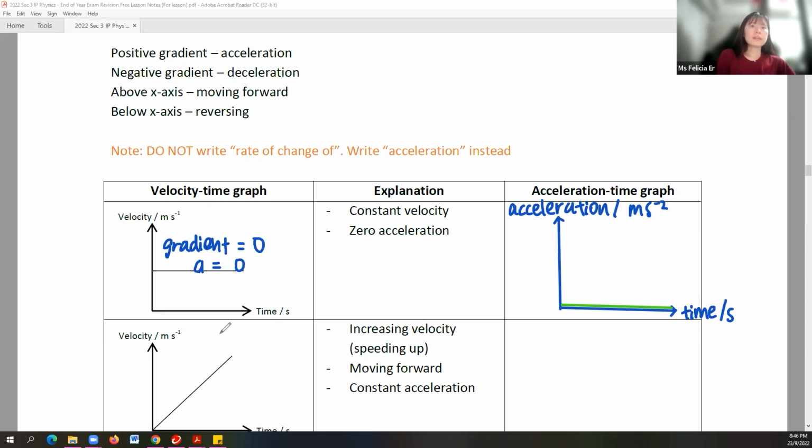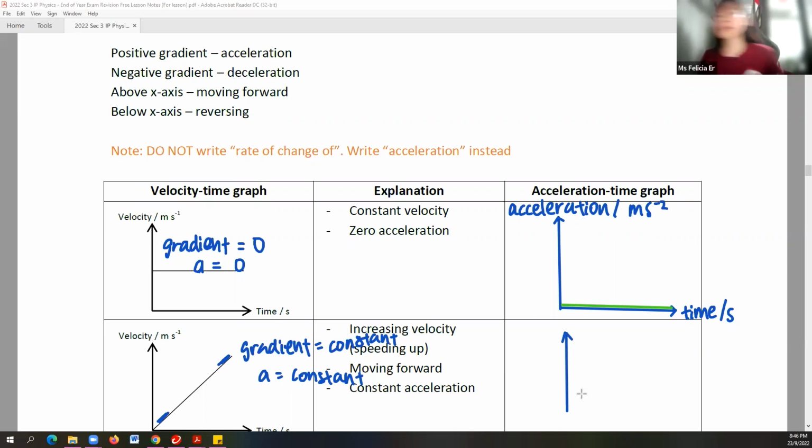Then the next part over here, this one is looking at the gradient again. The gradient at the start versus at the end is the same steepness, right? So that means the gradient is constant. Since the gradient of a VT graph tells you the acceleration, the acceleration is constant. So in this case, if you were to draw a graph, you should draw a line that is constant. It will be horizontal like that.